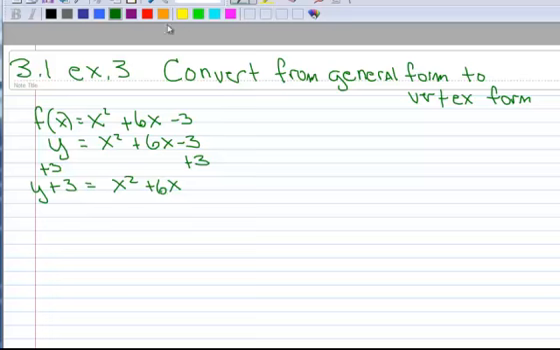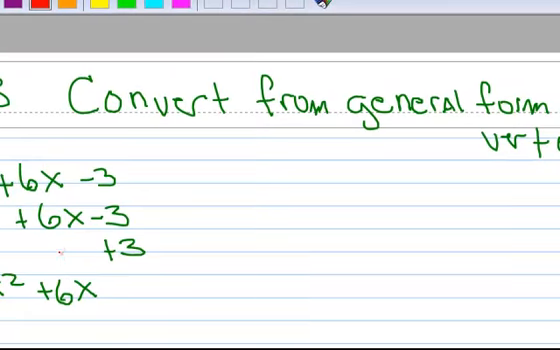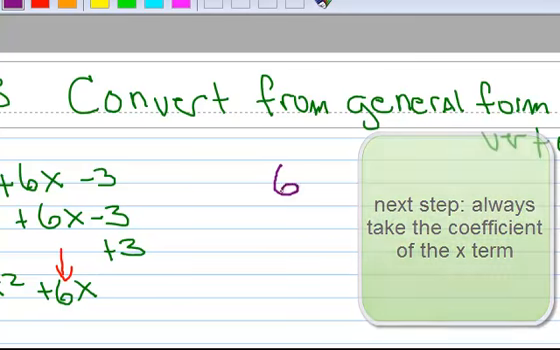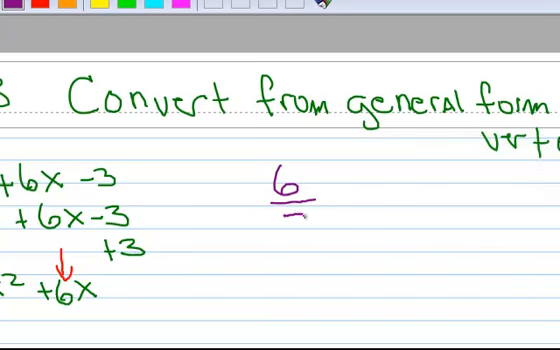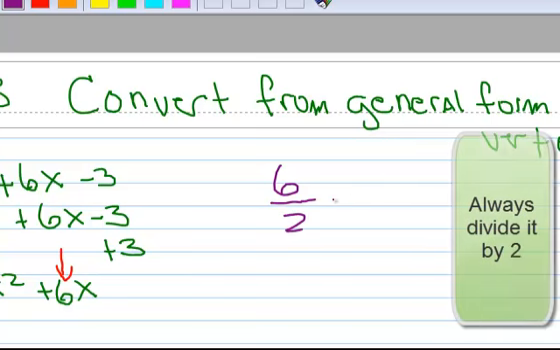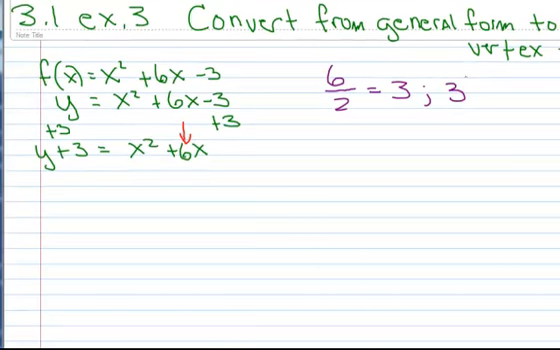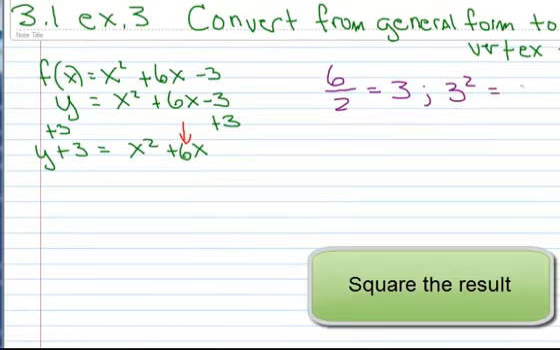Okay, the next step then, we're going to take the coefficient of the x term, in this case it's 6, we take that over to the side and we divide it by 2. Always divide that by 2. Now we get the 3. So 6 divided by 2 is 3. And then the next thing we do is we take that 3 and we square it and we get 9.